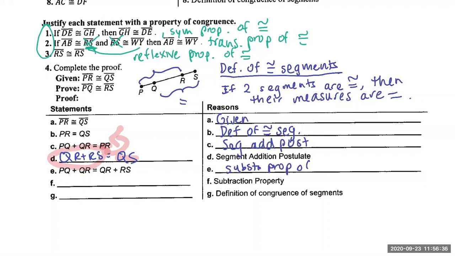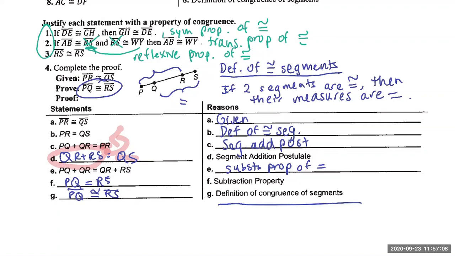And then of equality. For F, we notice that QR is on both sides. So then we subtract it to get PQ is equal to RS. And then finally, those two are equal, but our proof part is congruent. So I'm going to write down what we have. PQ is congruent to RS. How do I know that? That's also by definition of congruent segments.